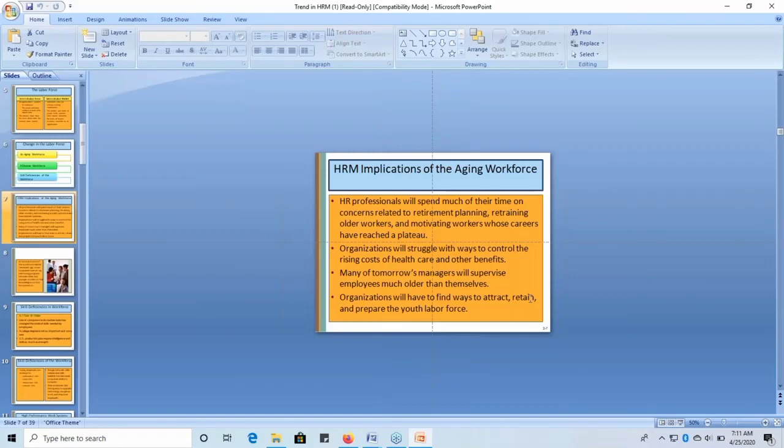Organizations will have to find ways to attract, retain, and prepare the youth labor force, because that is the more reason why you have to move and mix the old and the new, so that by the time the old will be leaving the stage, the new generation boys will take over and continue from where the old ones stopped.